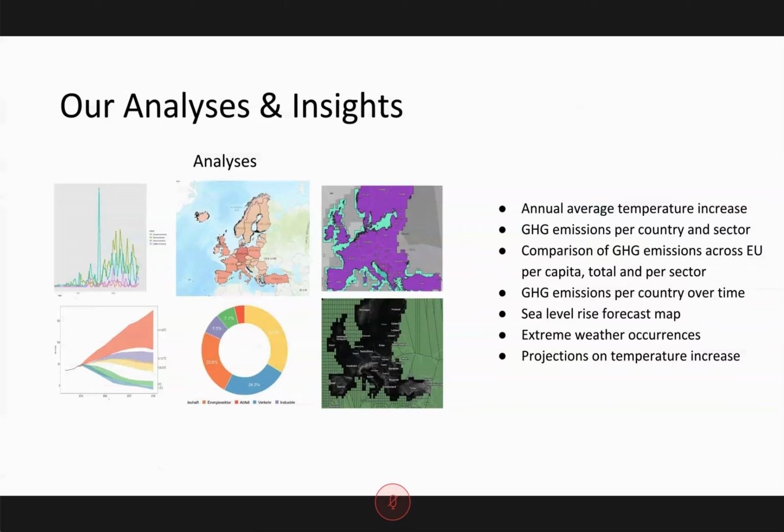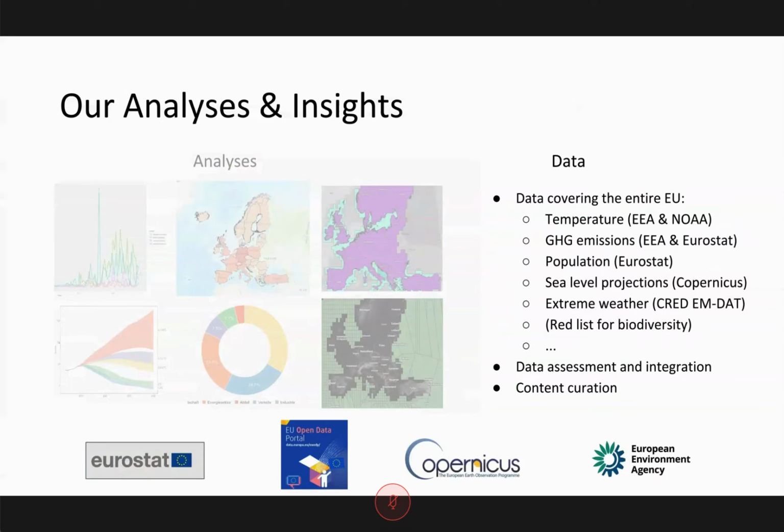And then we have the extreme weather occurrences and the projections in the final chart on the temperature increase over the next couple of years. Regarding the data, you can see the data basically originated from Eurostat, from the Open Data Portal, from Copernicus, and from the Environment Agency. And from these, we also used some mixtures of the data to calculate some of the numbers.